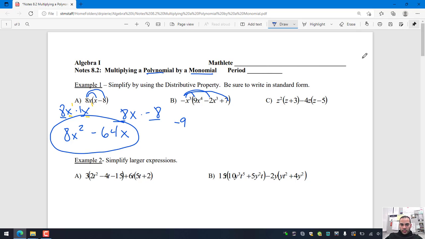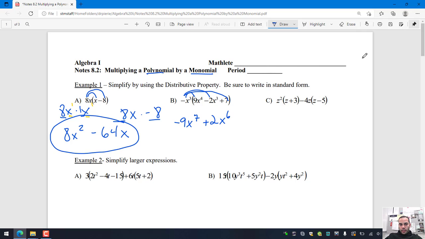Then I see x cubed times x to the fourth. What do we do with the exponents for multiplying? We add them. 3 plus 4 is equal to 7. I should have x to the 7th power. Keep going, my next term. I see a negative times a negative 2. Negative times a negative is a positive, so this becomes a plus 2. x to the third times x to the third. Same base, add the exponents. It would be x to the 6th power.